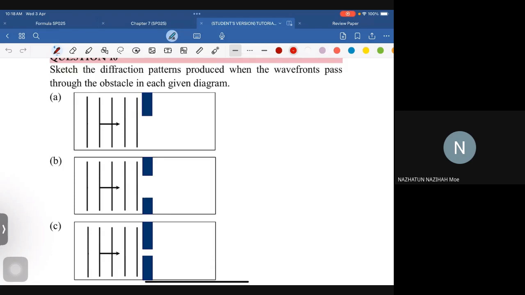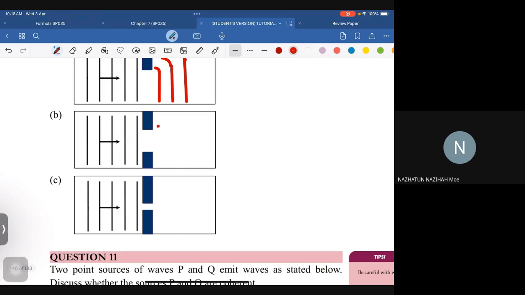Kalau ada obstacle, this is what we call an obstacle, and then this one is kita punya waves. I think kamu sudah pernah belajar ni time SPM. After passing an obstacle, kita akan ada wave yang lurus, and then as it gets closer to the obstacle, dia akan ada a bit of a curve macam ni. Lepas tu yang di second one, kamu lukis je macam ni. Dia lurus tapi di sini dia curve sikit macam tu.